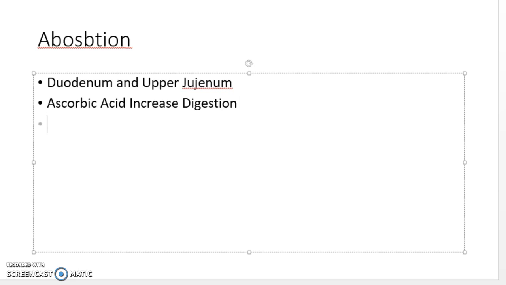What causes a decrease in absorption will be your phosphates. I don't really know the reasoning why this causes a decrease, but this is the main reason why it causes a decrease. And this is going to be in the absorption in, of course, the GI tract.